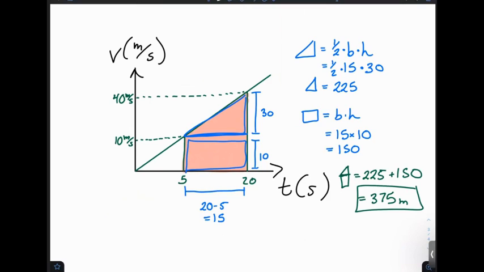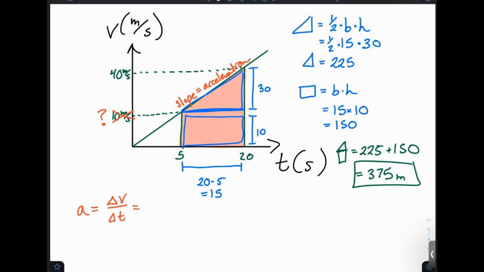But what if you didn't know one of these? Maybe you were only given one of the velocities. How could you find the other one? Well, one thing to remember is that the slope is equal to your acceleration. And acceleration is equal to your change in velocity divided by your change in time.